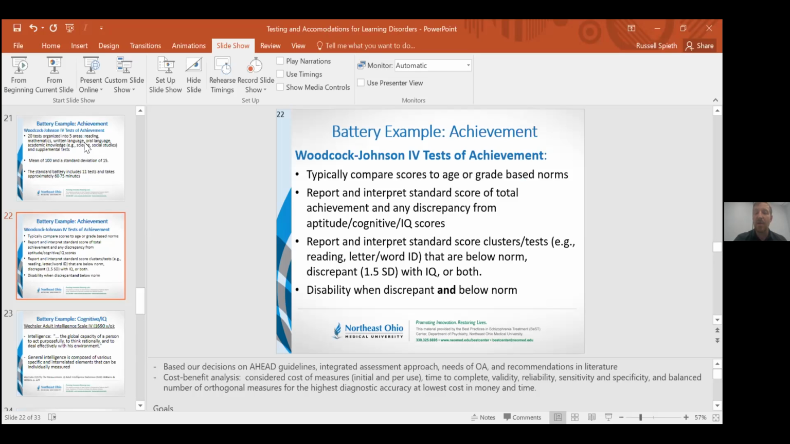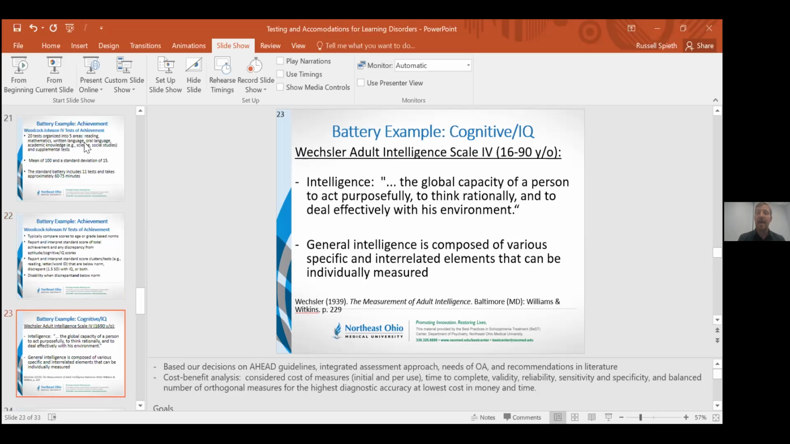And what you're looking for really, again, is that 1.5 standard deviation below their peers and a standard deviation and a half below their general cognitive abilities via an IQ test to determine if the disorder, or if the disability exists. So disability is when it's discrepant and below the norm is when you're beginning to look at, okay, this is also a disability. You also would use an intelligence test because you are comparing their achievement to their aptitude, basically.